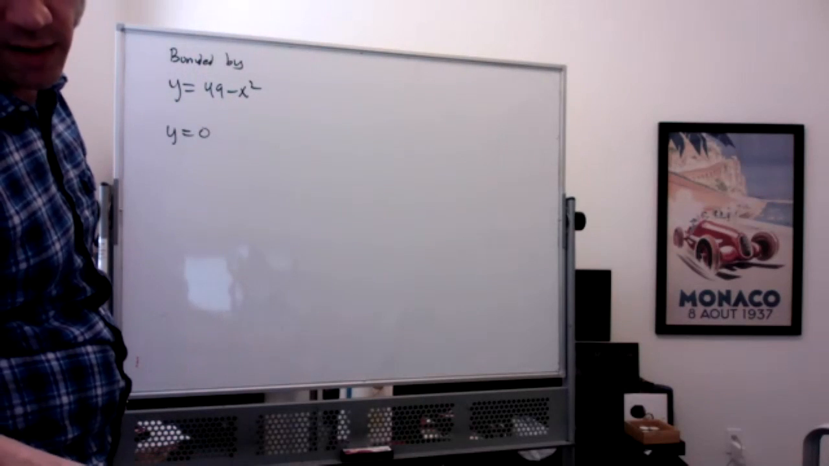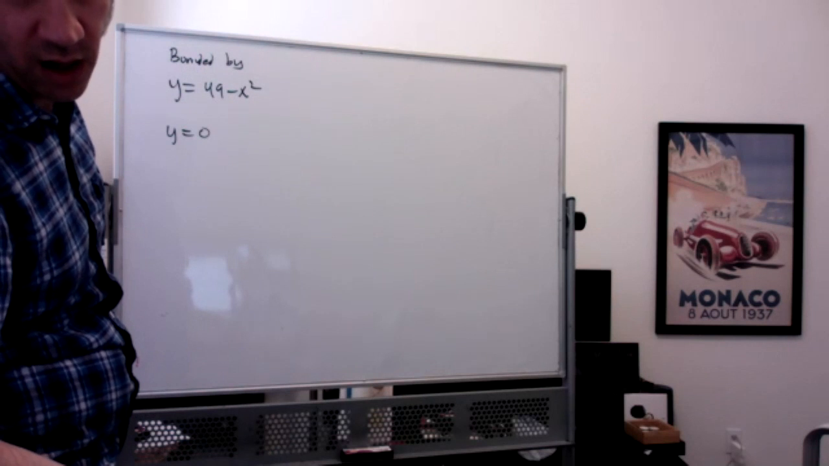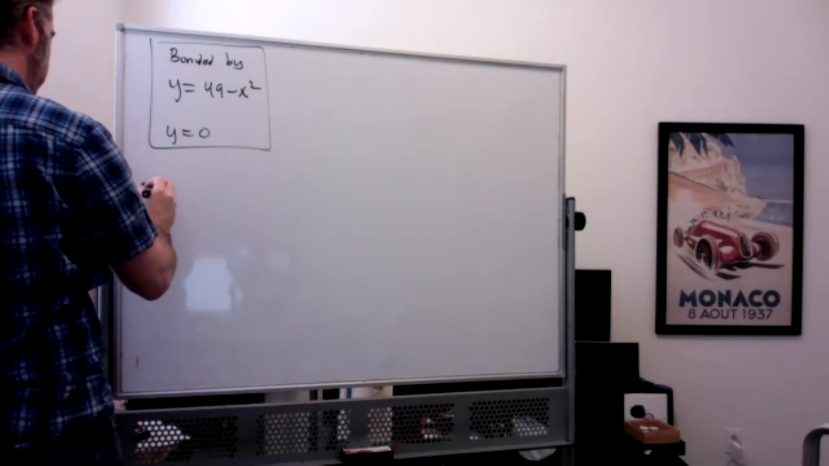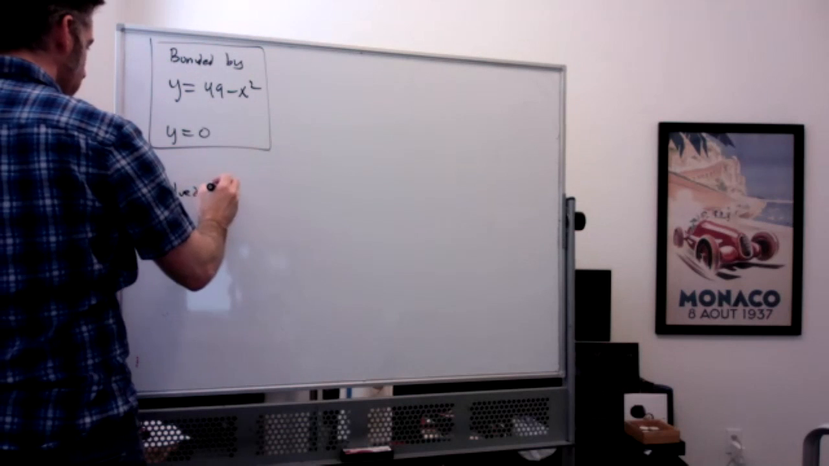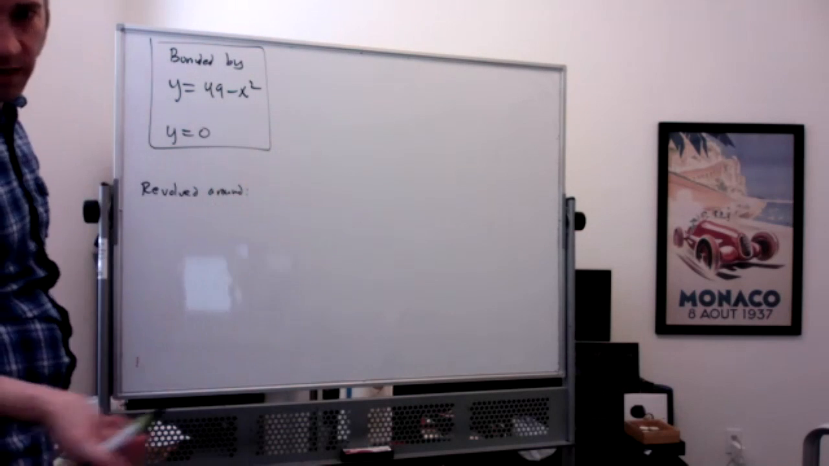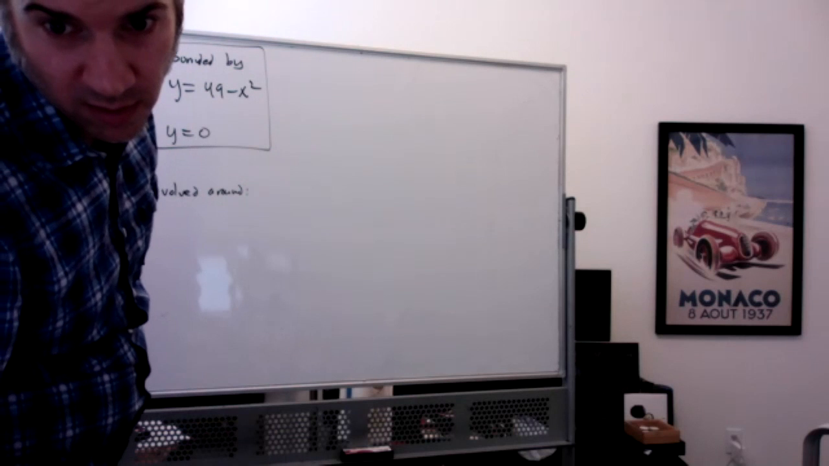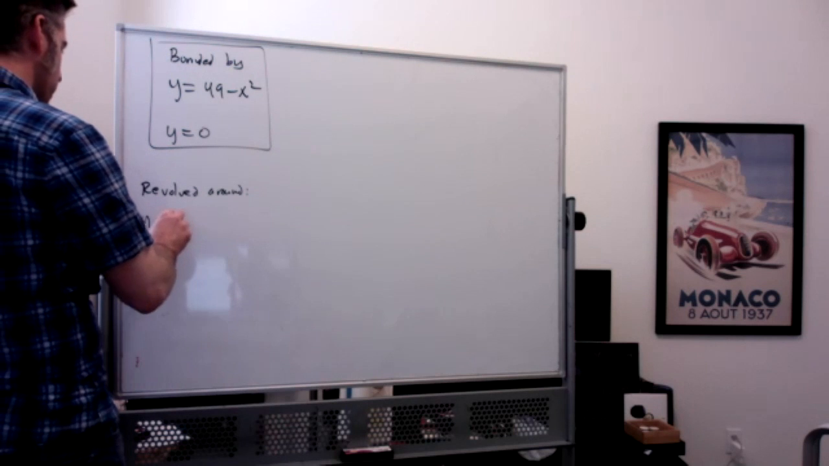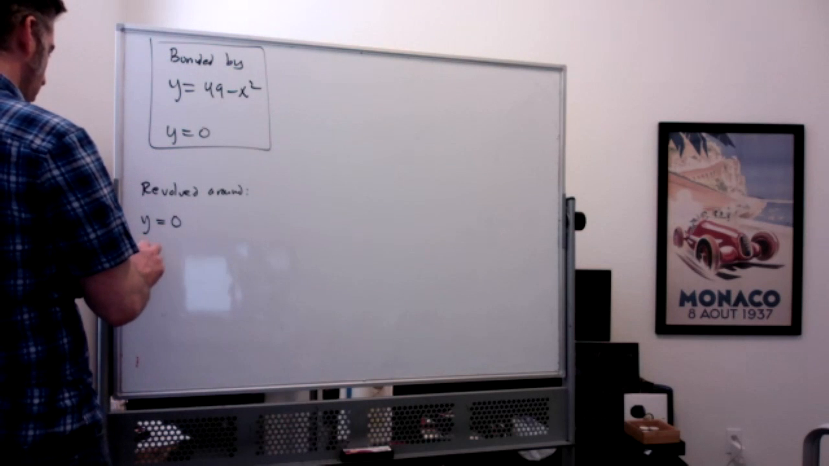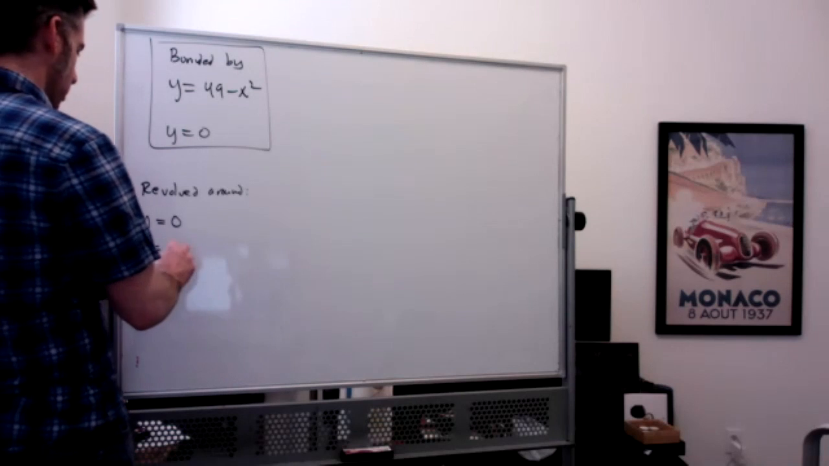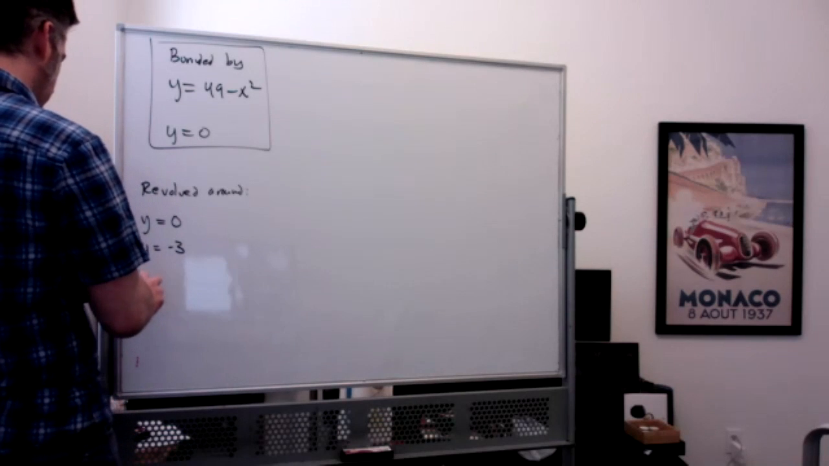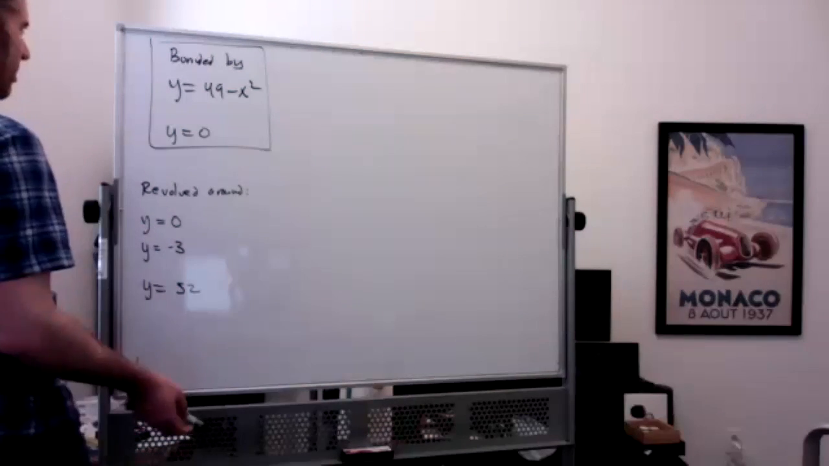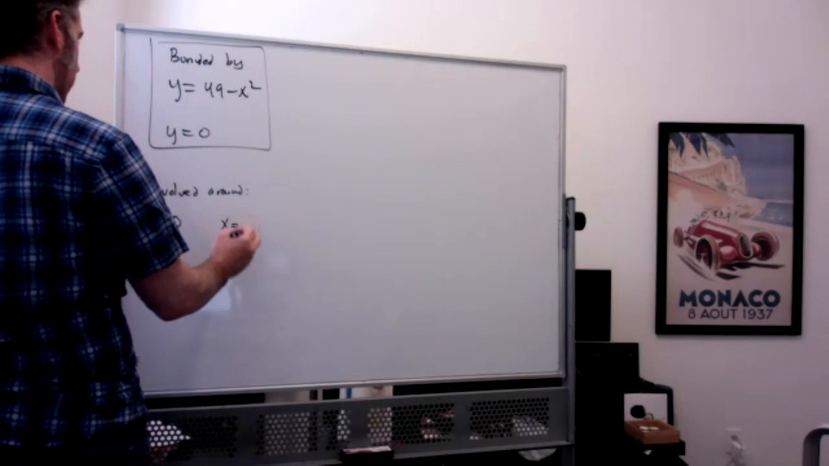And then we're going to have it revolved around the following lines. I'm going to make a few extra choices here. So we'll do y equals 0 first of all. Let's do y equals -3. Maybe we'll do y equals 52. And then we'll do x equals 8.